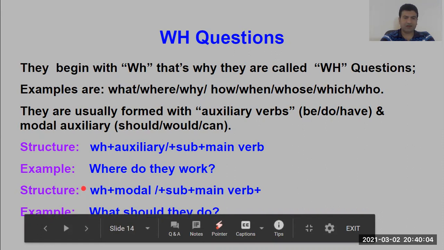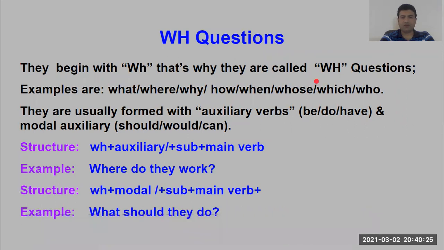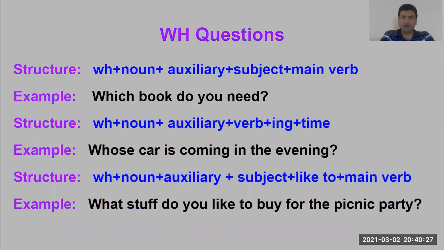The next structure is WH plus modal plus subject plus main verb. So the example is, what should they do? What is the WH question word, modal is should, subject is they, and main verb is do. So the example is, what should they do? Let's look at a few more structures.